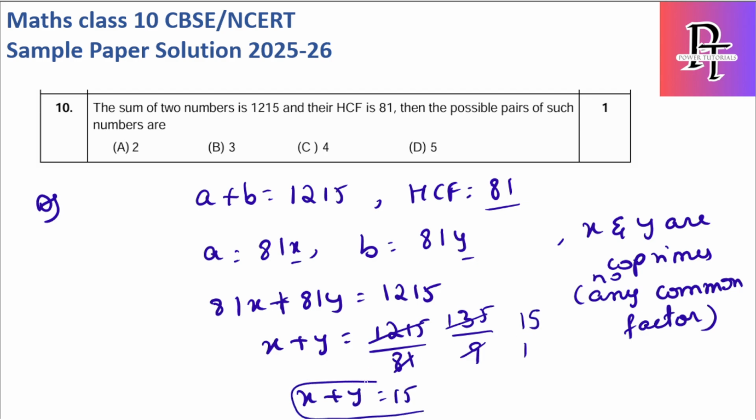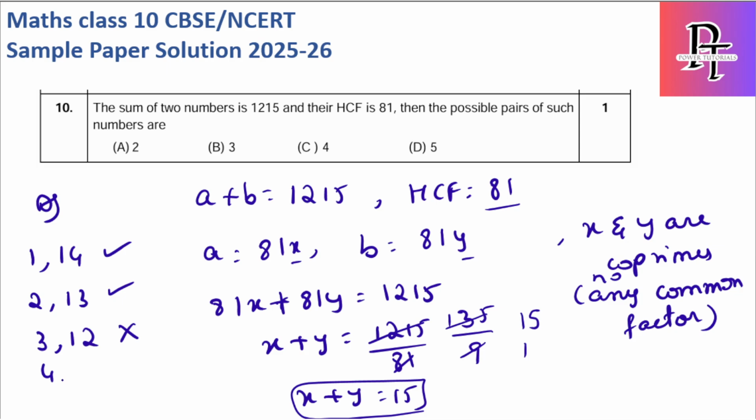So x and y are coprimes, which do not have any common factor. Let's write all the natural numbers one by one and see how many values are possible for x and y. The first natural number is 1. So 1, if I add 14, 1 and 14 are coprimes, so this is possible. Next 2 and 13, these are also coprimes. Next 3 and 12, this does not belong to coprimes, because 12 also has a factor of 3.